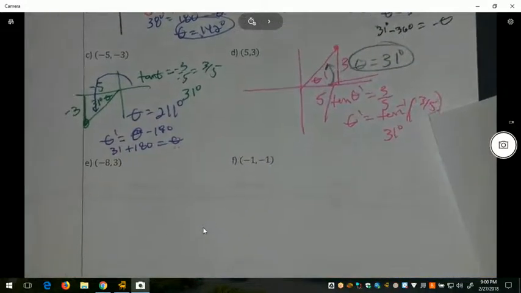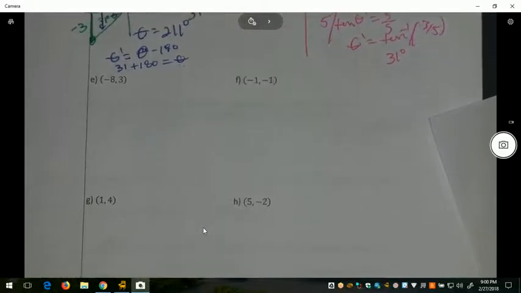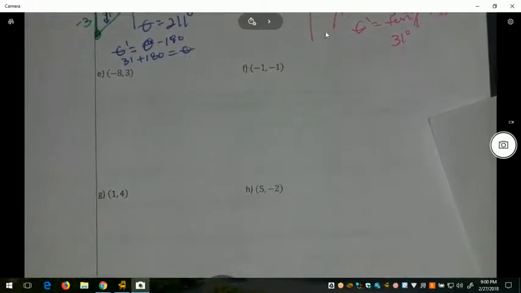See if you can draw these pictures and try this for letters E through H. See if you can find the angle.